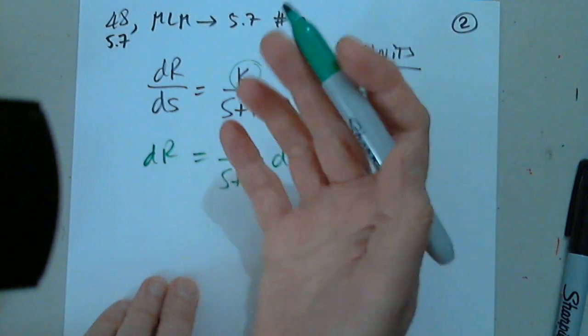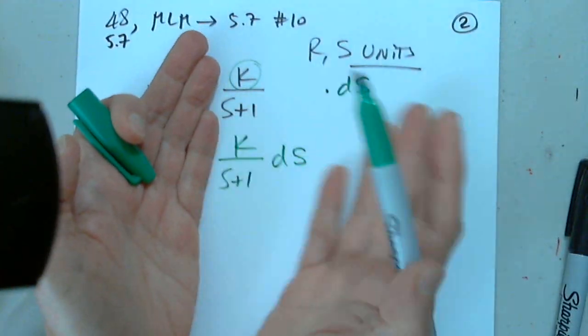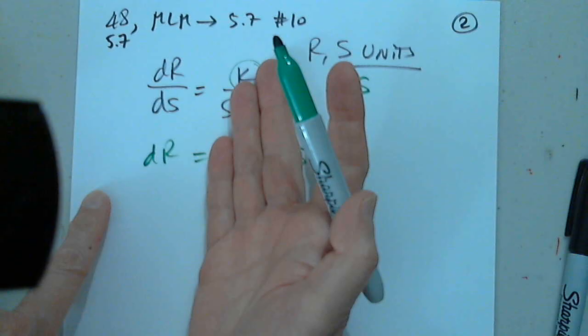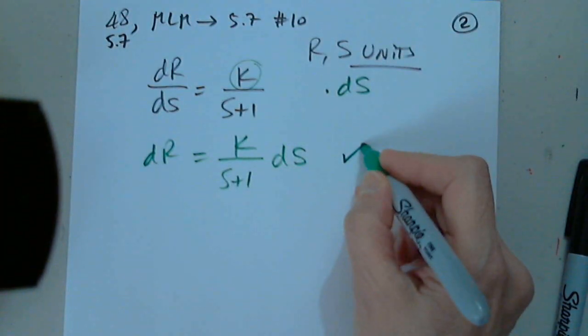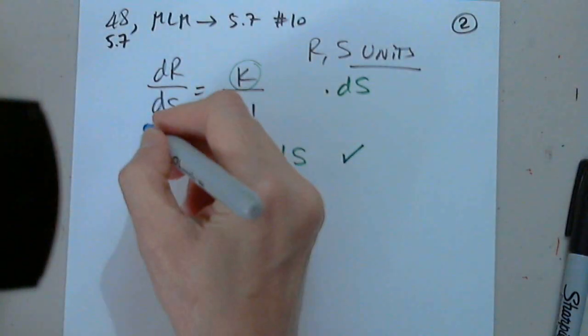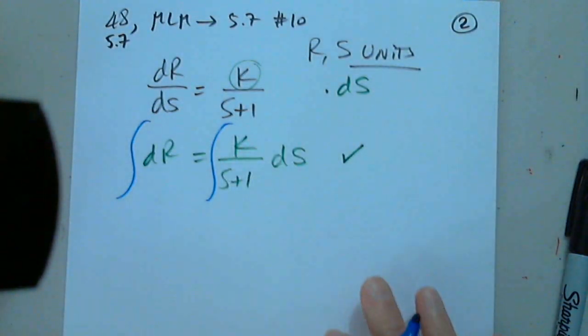So R is alone on one side. There is no R here. S is alone on one side, and there is no S here. So it's already separated. What will be our next step that we just reviewed a second ago? Integral. Good. We are integrating both sides.